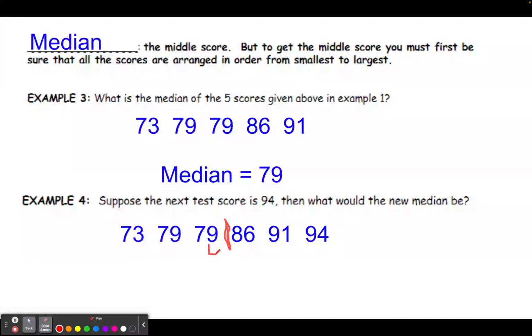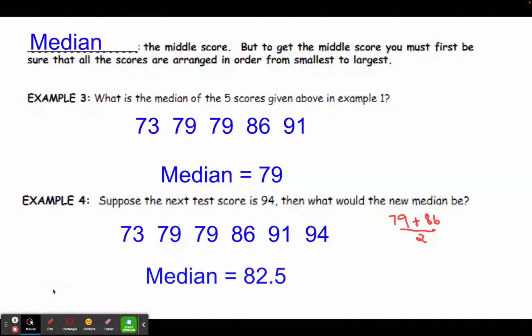What I need to do then is find the number that is exactly halfway between 79 and 86. And to do that, I just average together 79 and 86. So I can do 79 plus 86 and then divide by 2. And that will tell me exactly what's halfway between those 2 scores. That would give me a median of 82.5.